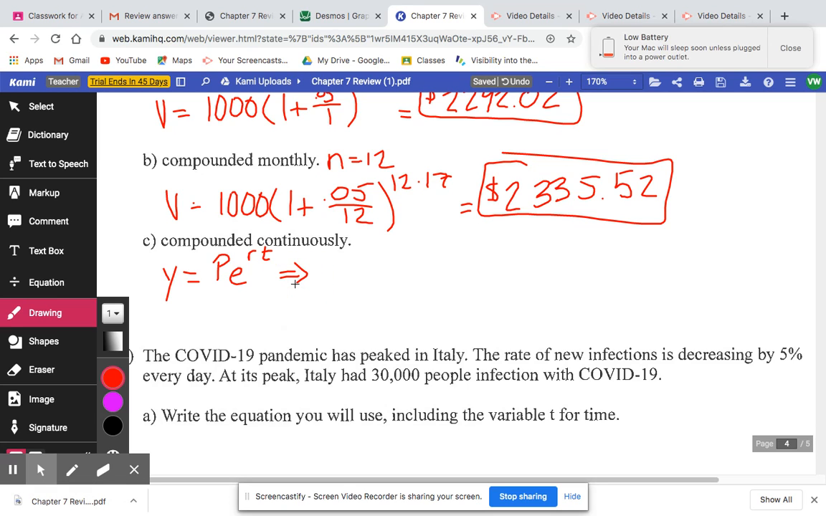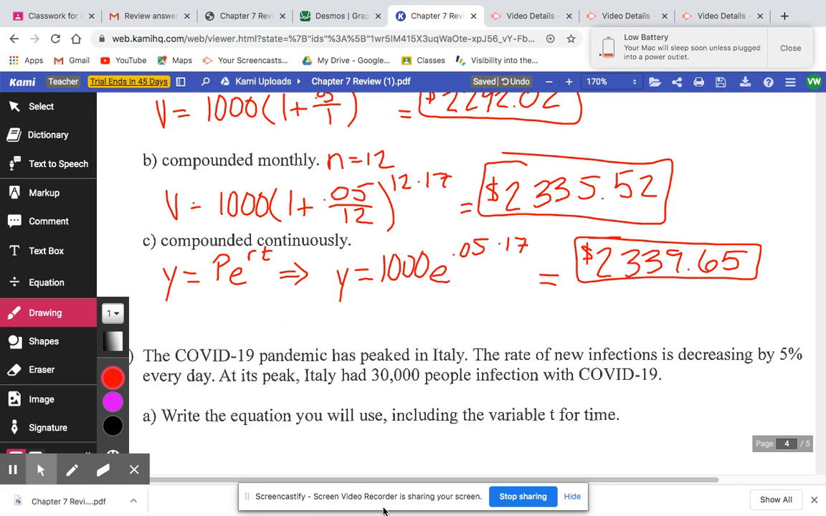So here we go. So principal 1,000, the number E raised to the 0.05 times time, that's still 17. Use a calculator for that one. You'll get $2,339.65. And that's number 18, all done.